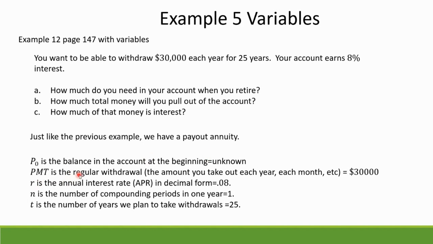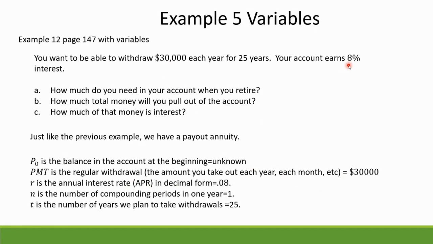PMT, in this case, is the regular withdrawal, okay? Remember, it could either be regular deposits or regular withdrawals. With a payout annuity, it denotes a regular withdrawal. It's how much you're taking out every time repeatedly. Notice we're taking out money each year. Usually in the problems, we had taking out money each month. Here, we're taking it out each year. And that's given to us. That's $30,000.